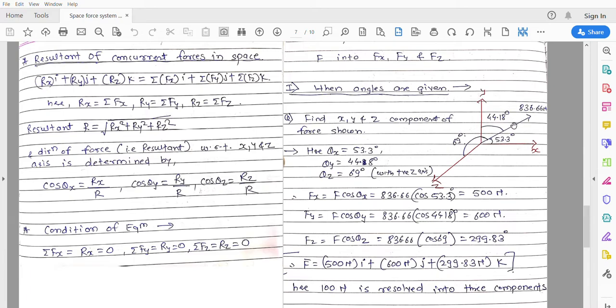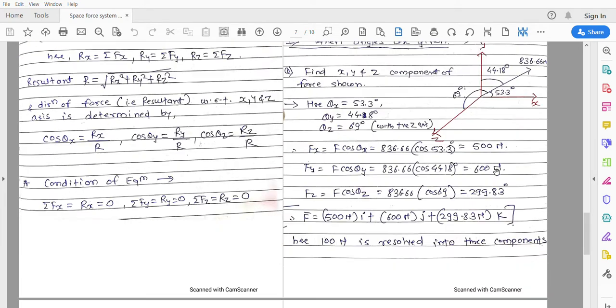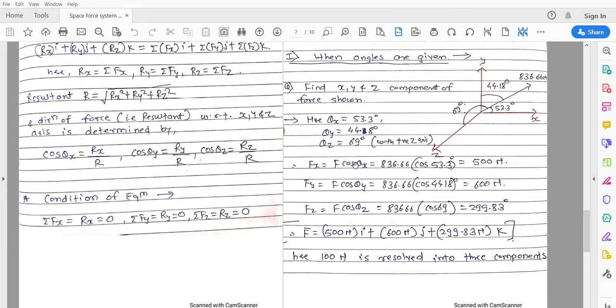So the force is shown, the angles with respect to the x, y and z axes are shown, and we are asked to determine, if this is the force, what are its x, y and z components. So it is very simple. Fx equals F cos theta x, Fy equals F cos theta y, and use these equations to get these values. Once we get these values, you can express it in terms of ijk format. Remember, the x axis is related with the i, the y axis with the j, and the z axis with the k vector.